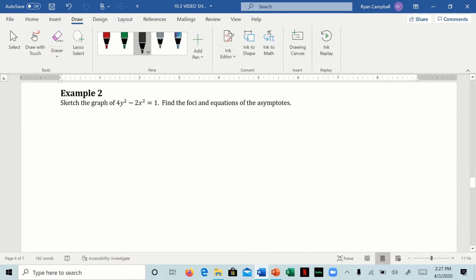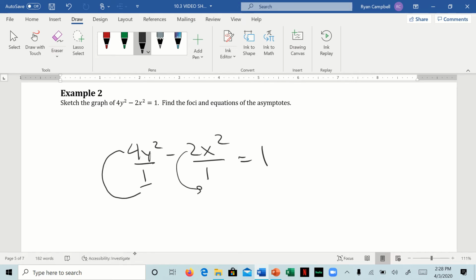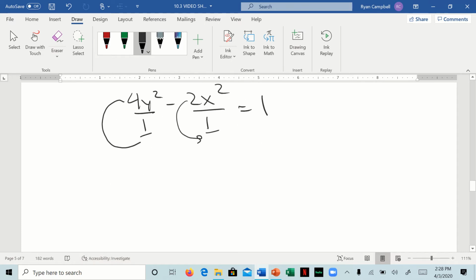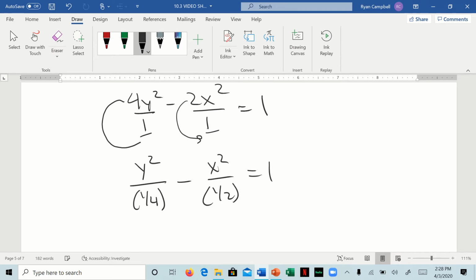All right, let's look at the next one. So do the exact same thing. So this time it already equals 1, but this doesn't quite look the same as ours did. So we're going to have to do the same thing we did in the last lesson, right? Remember, everything's going to be over 1. And so basically we need to make our coefficients go underneath our denominator. Right, so we can say that's the same as y squared over 1/4 minus x squared over 1/2 equals 1.